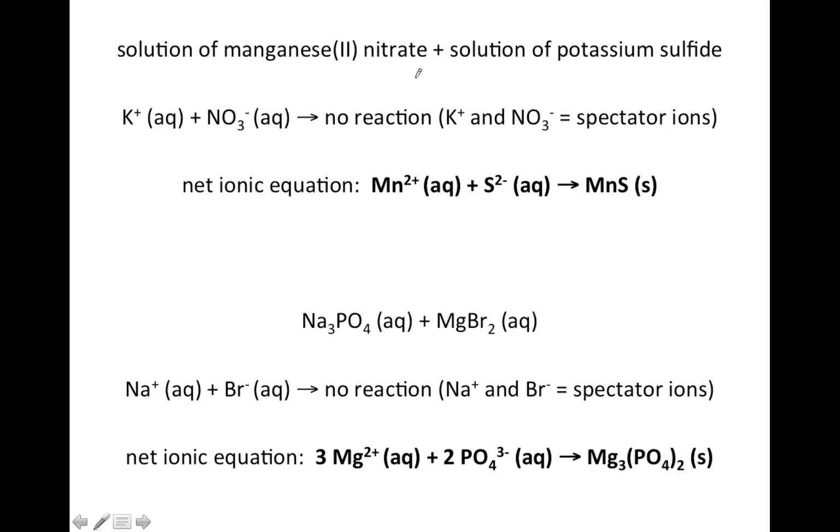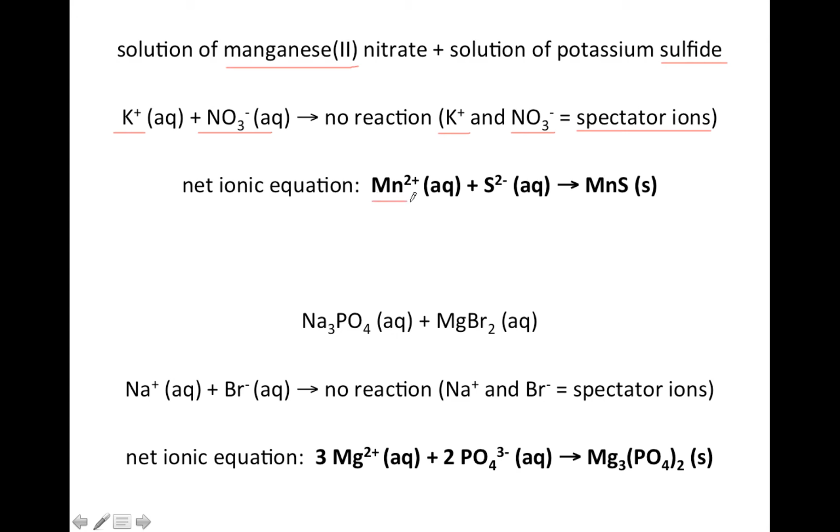Solutions of manganese(II) nitrate and a solution of potassium sulfide are mixed. So we want to know, will the potassium ion stick to the nitrate? And the answer is definitely no, because K+ is in group 1, and because nitrate, we know from the solubility rule, will not form a precipitate. So those 2 are going to be spectator ions. Therefore, we're going to assume that the manganese(II) and the sulfide ions will stick together and make a precipitate.